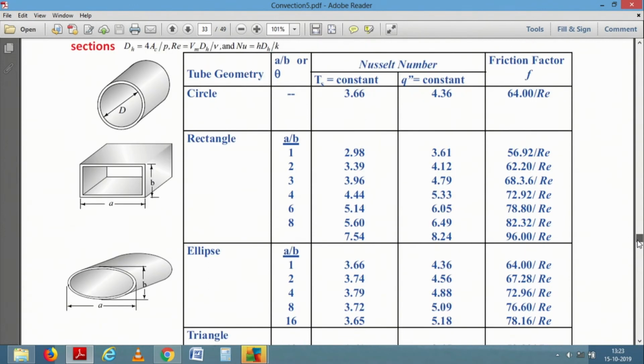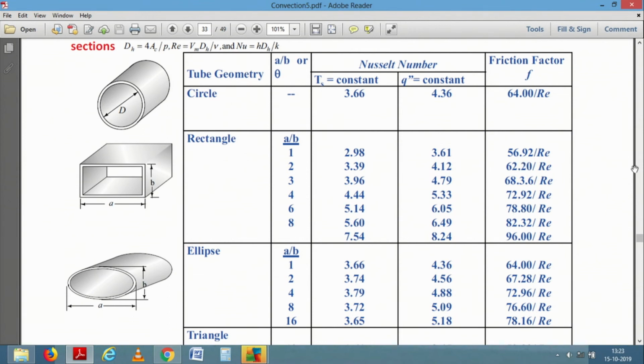The one on the left-hand side, the first table, is the constant wall temperature case. Notice that the Nusselt number for constant wall heat flux cases is always higher than that for the constant wall temperature case. There is also an expression for the friction factor, which is given by 64 by Re for flow through a circular pipe, and the coefficients are different.